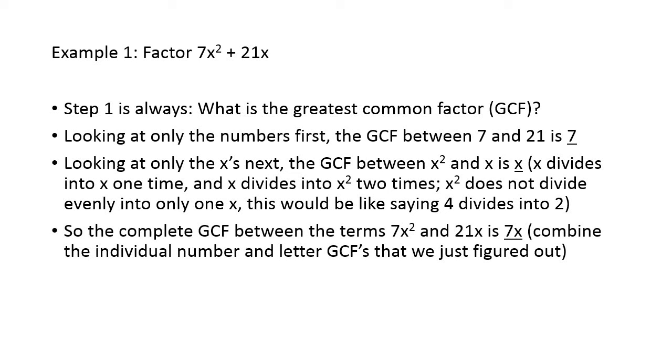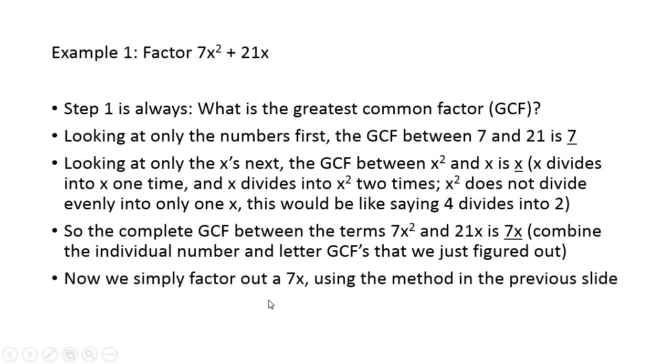So the complete GCF between the terms 7x squared and 21x is 7x. So you combine the number and the variable terms once you've figured them out separately. So our 7 and our x form our total GCF. Now we simply factor out that 7x using the method in the previous slide. So write your original expression first, then equal to your GCF. Start your bracket. Now, what multiplied by 7x gets us back to this 7x squared? Well, just an x. And what multiplied by 7x gets us to 21x? Well, that'll be a plus 3. And then end our bracket.